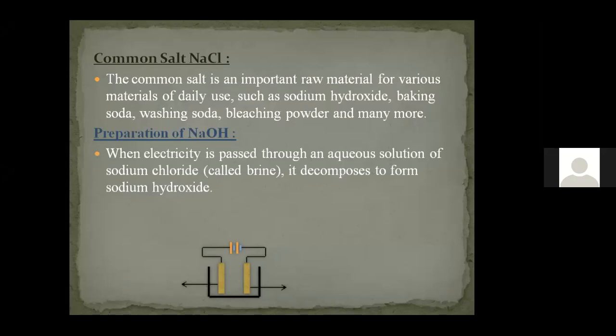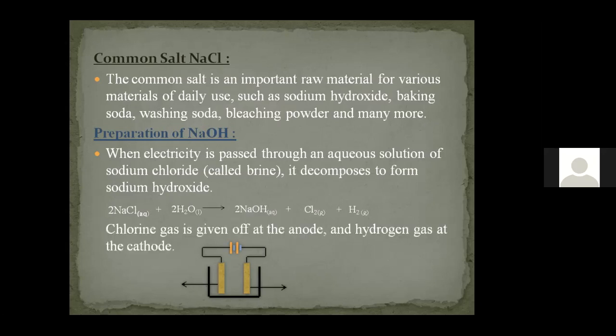Using electricity, we can prepare sodium hydroxide. Electricity is passed through an aqueous solution of sodium chloride, also called brine solution, and it decomposes to form sodium hydroxide. So how will it be formed? Sodium chloride in aqueous form gives sodium hydroxide and chlorine gas. This process is called the electrolysis process. We are preparing sodium hydroxide by passing electricity, and that process is called electrolysis.